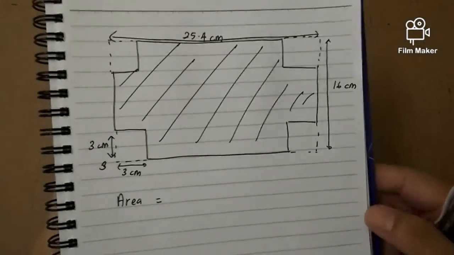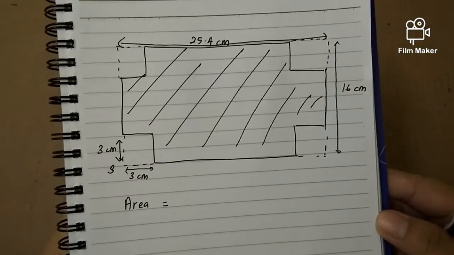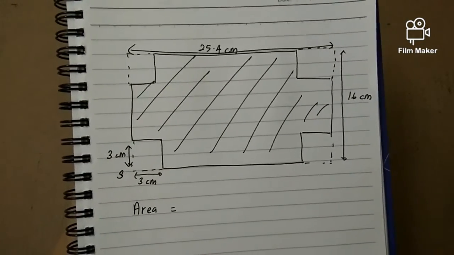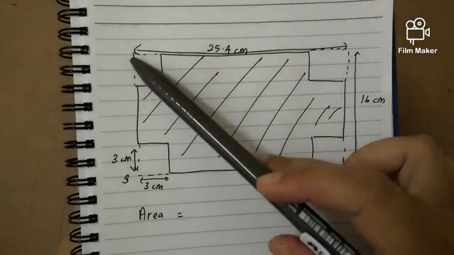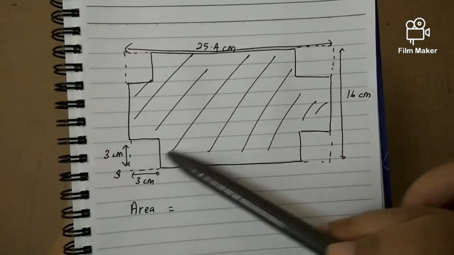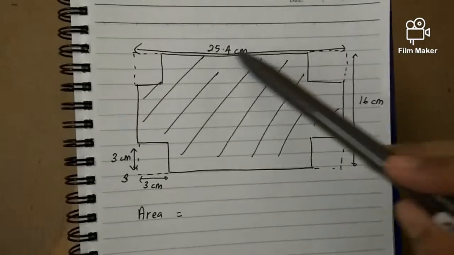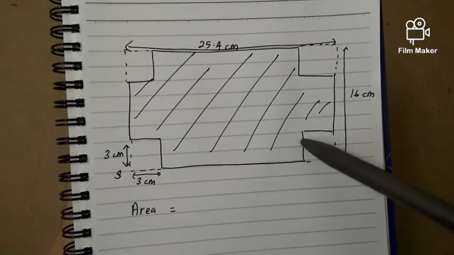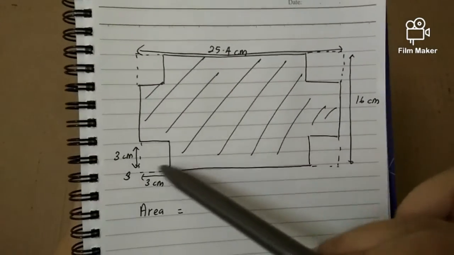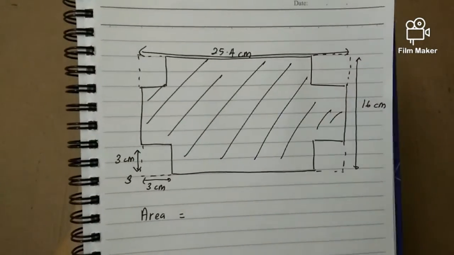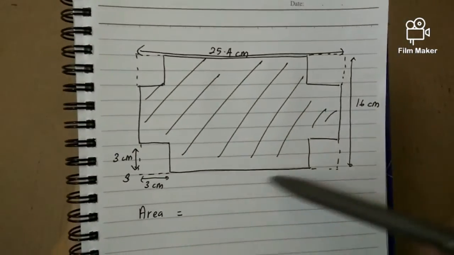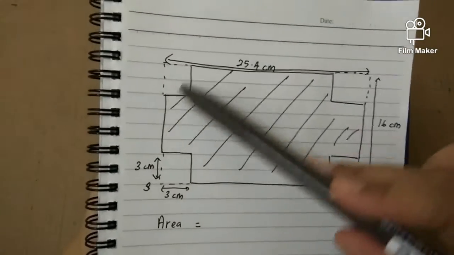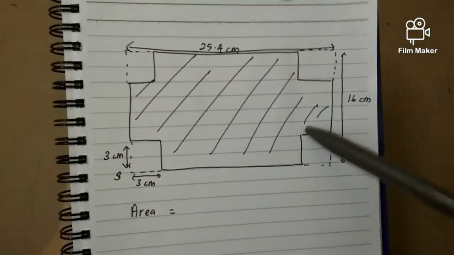First of all, you need to decide what kind of basic shapes this figure consists of. You can see the basic shapes are rectangle and also square. There are 4 squares here. And how do you manipulate the rectangle and the squares to get the area of the shaded part?